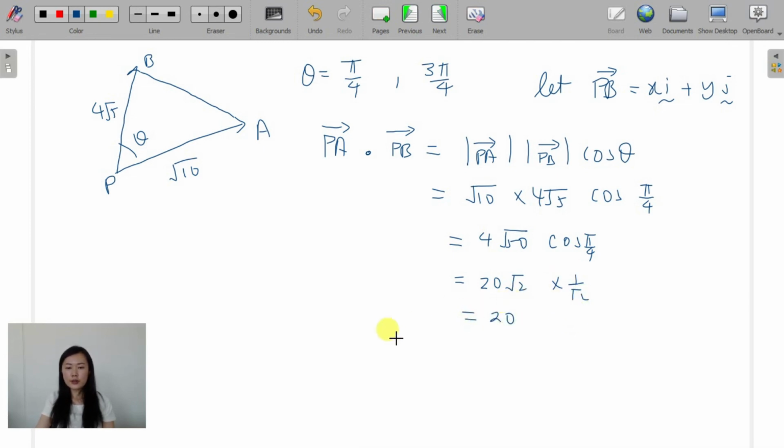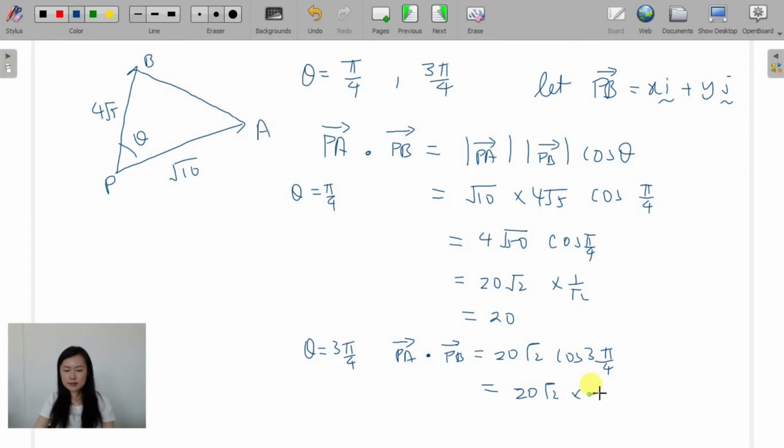Okay, so that's for theta is pi on 4. Theta is 3 pi on 4. Then the dot product will be basically 20 root 2 cos 3 pi on 4, which is negative. Minus 20. Okay, so that's the only difference. All right, so we've got the dot product 20 or minus 20 depending on the angle.